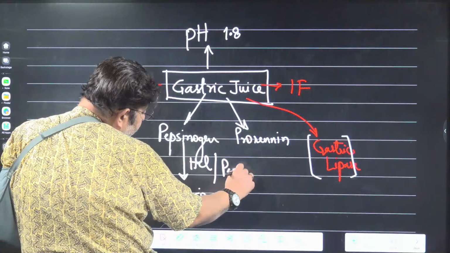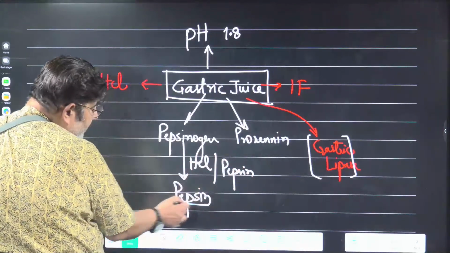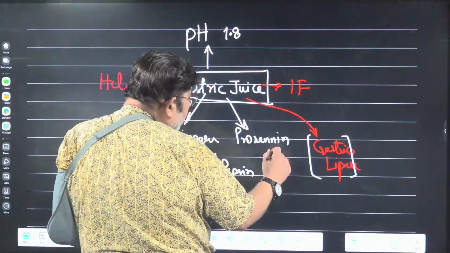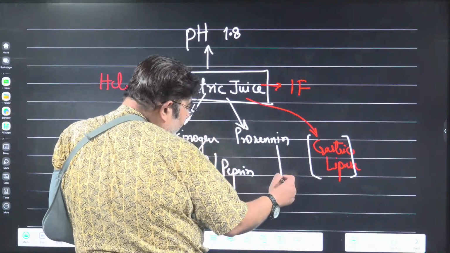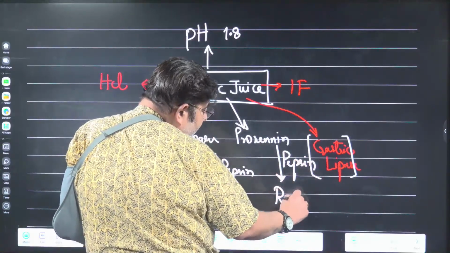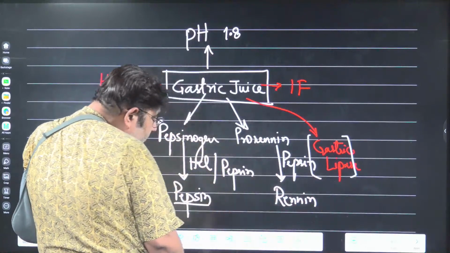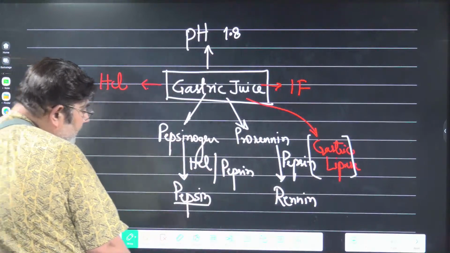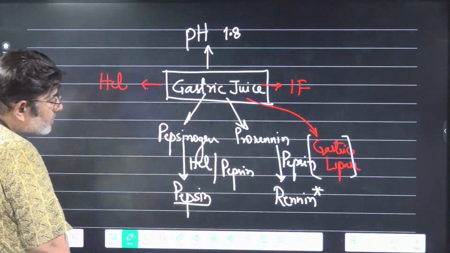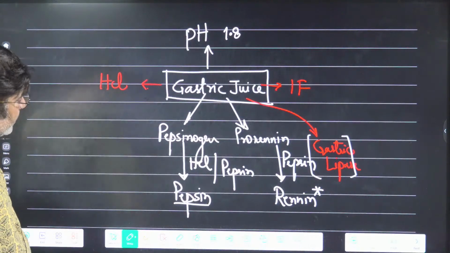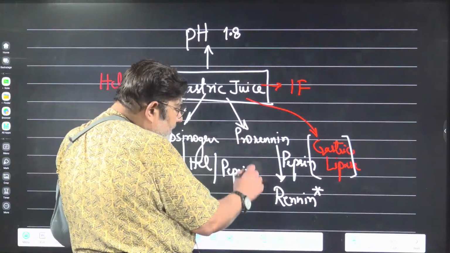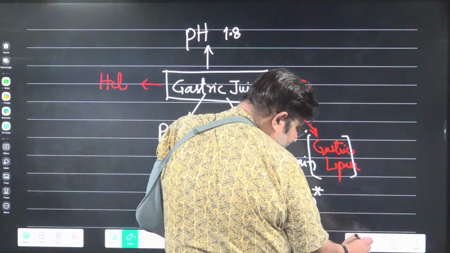If some pepsin becomes active, this pepsin can also activate other pepsinogen. Prorenin is activated again by pepsin, as I told you it is autocatalytic, and it becomes active renin. This is found in the gastric juice of infants and children. Among the enzymes, please remember these three enzymes.